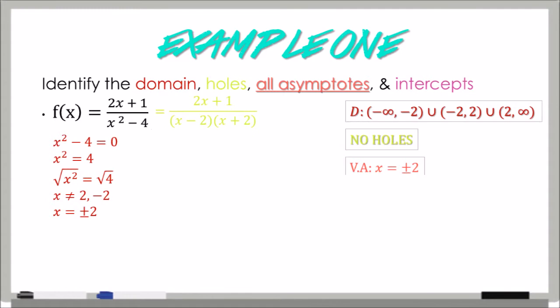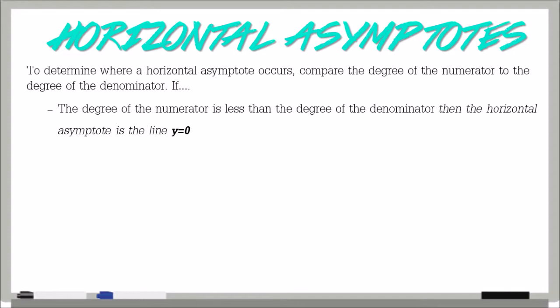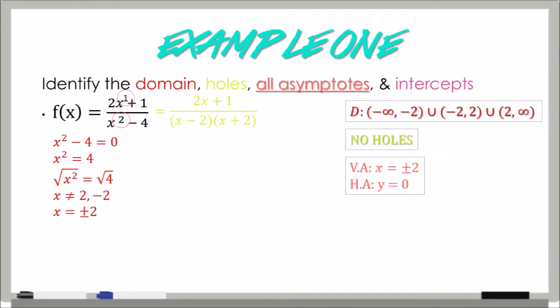For our horizontal asymptote, we have to look at our degrees. The degree of the numerator is 1, and the degree of the denominator is 2. Again, if you look back and refer to the vocab, it says that if the degree of the numerator is less than the degree of our denominator, our horizontal asymptote will be the line y equals 0. So the horizontal asymptote of this function is y equals 0.